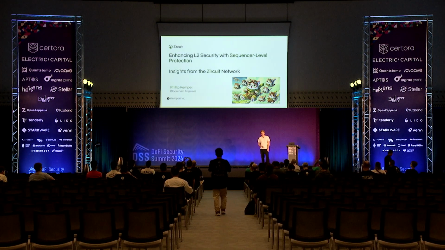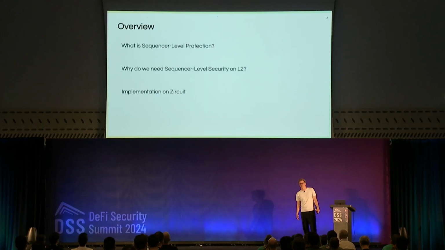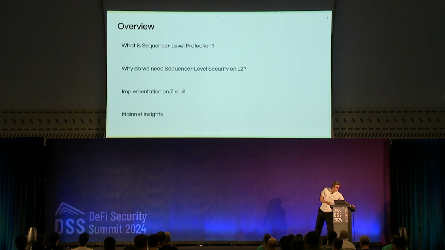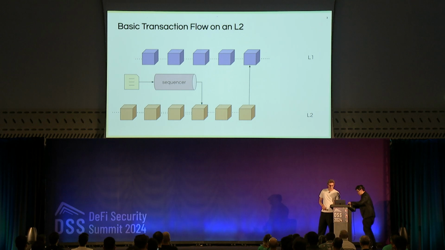My name is Phillip Kemper, and welcome to my talk where I'm going to inform you about sequencer level protection on layer 2s. I'm going to tell you first what sequencer level security is. Then I'm going to tell you why it's important on layer 2s. Finally, I'm also going to show you how this is implemented on Zircuit, and I also want to give you some insight from our mainnet.